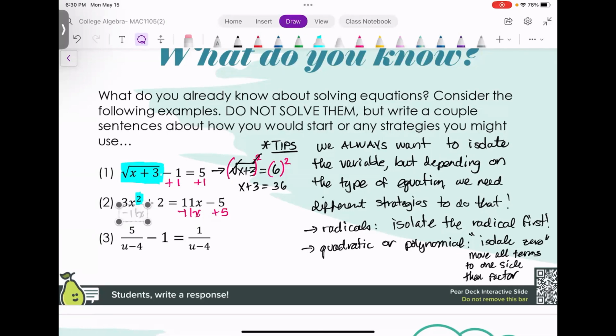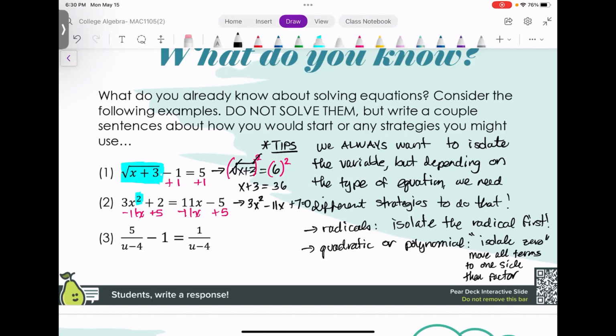The reason I would do this is because I want to use factoring, and I need all of my terms on one side of the equal sign to start. I'm not going to go through the full solution of this one right now. I just want to show what that first step would look like.